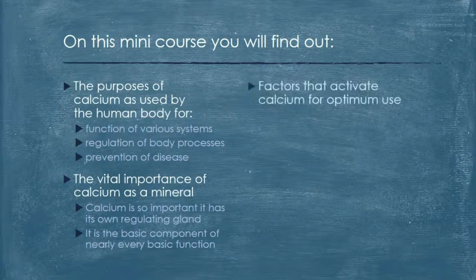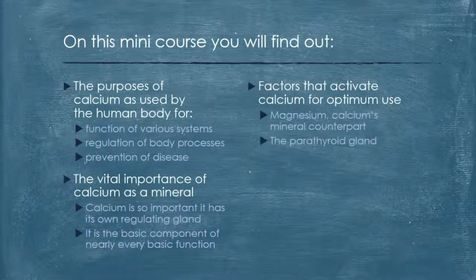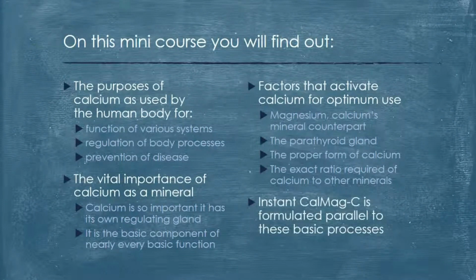Following, we will look at factors that activate calcium for optimum use. Magnesium as calcium's mineral counterpart, the parathyroid gland, the proper form of calcium needed, and the exact ratio of calcium to other minerals required. Finally, we'll look at how instant CalMag-C is specially formulated parallel to these basic processes.